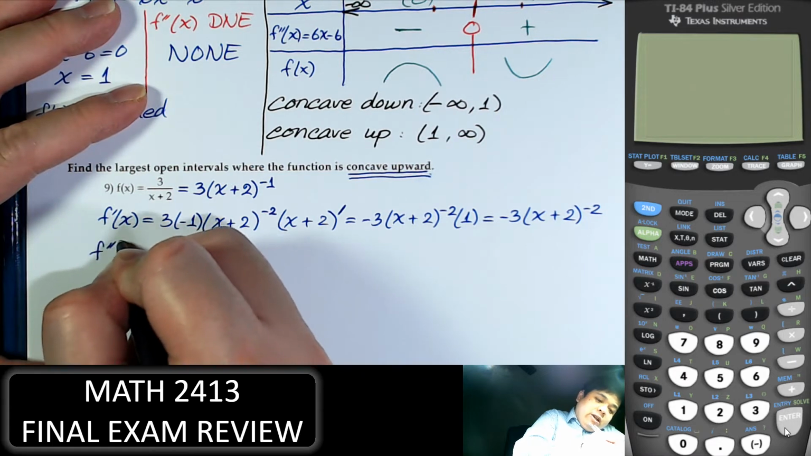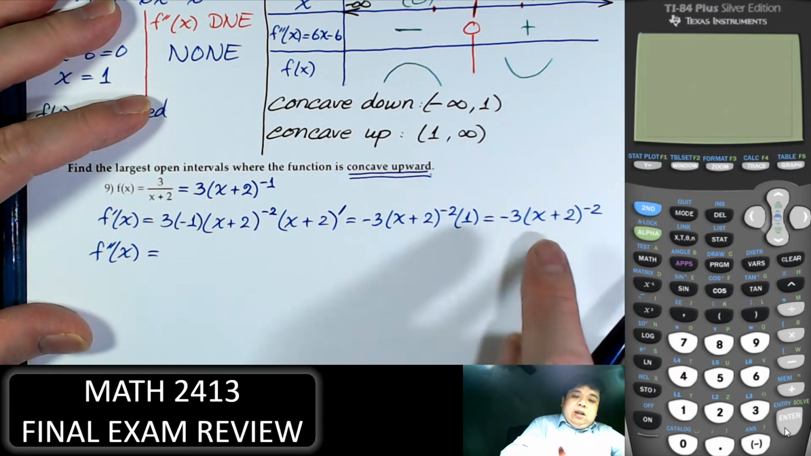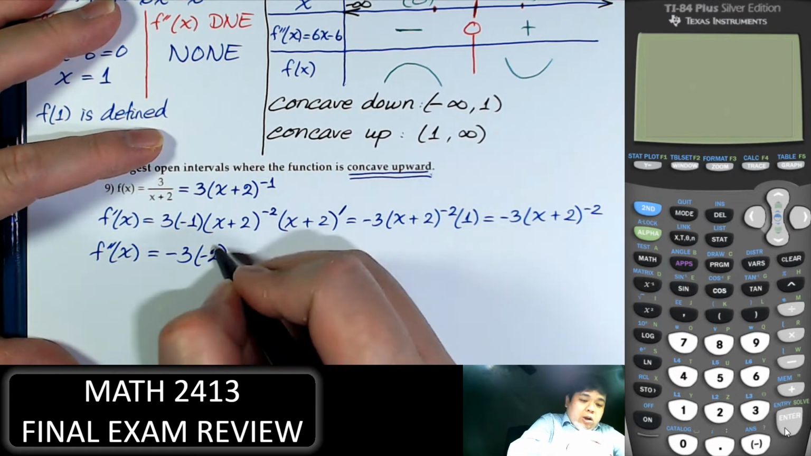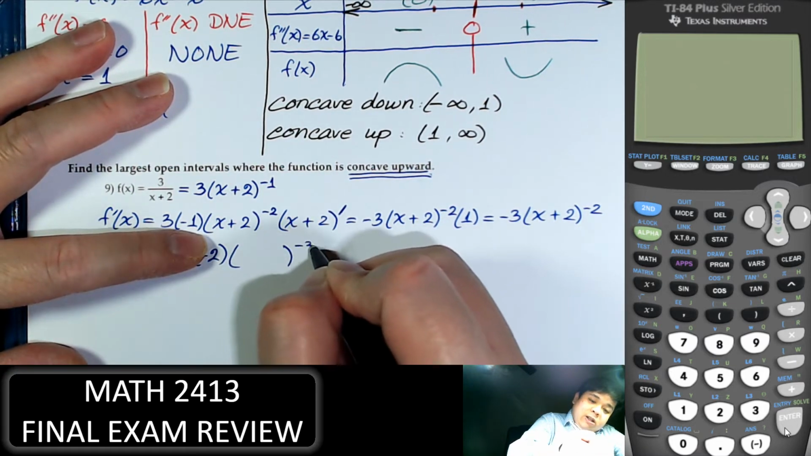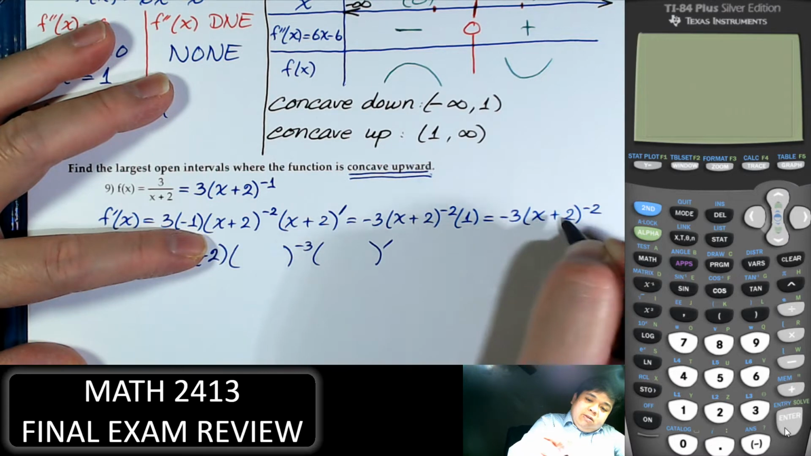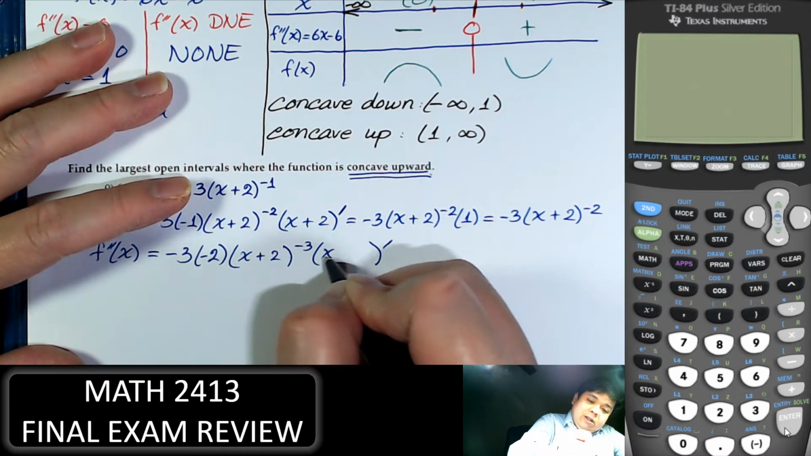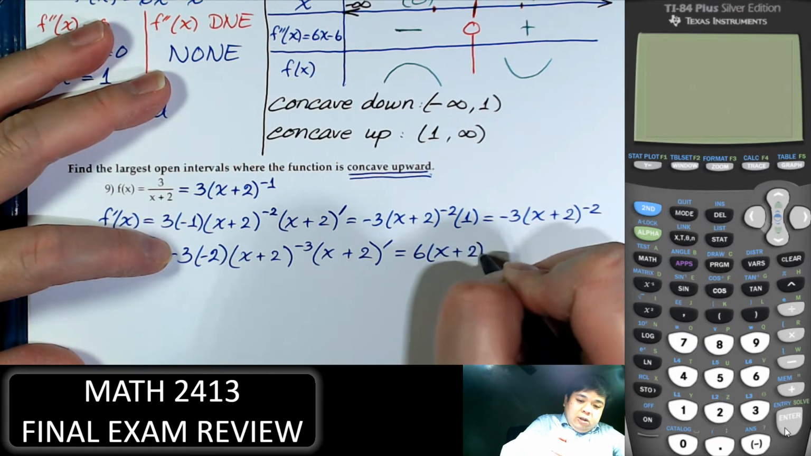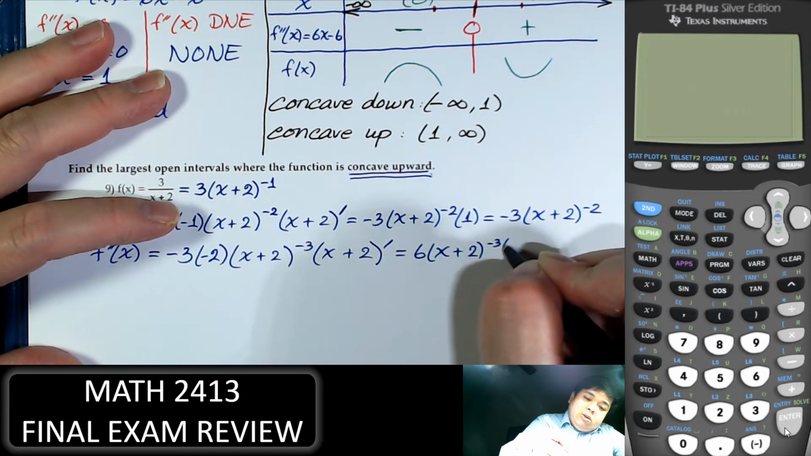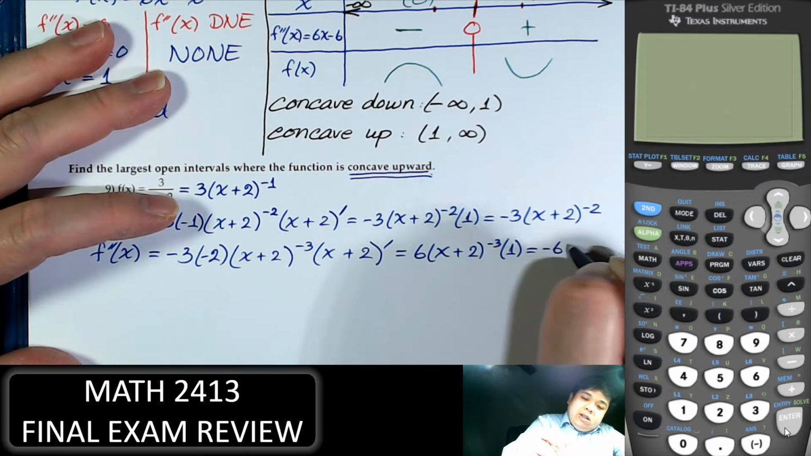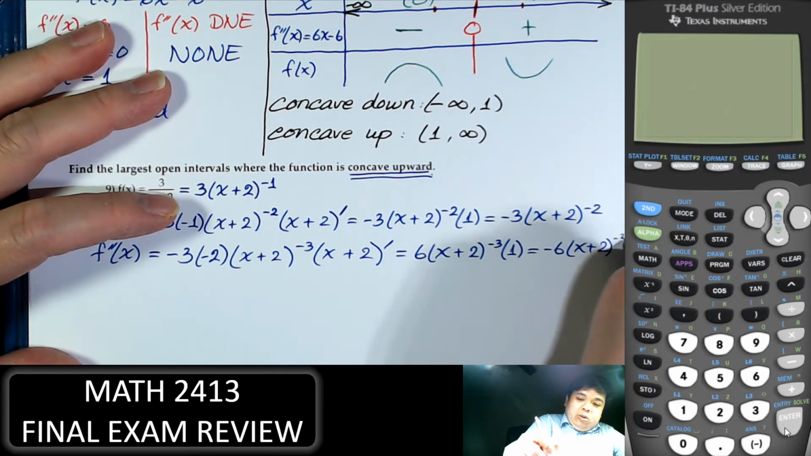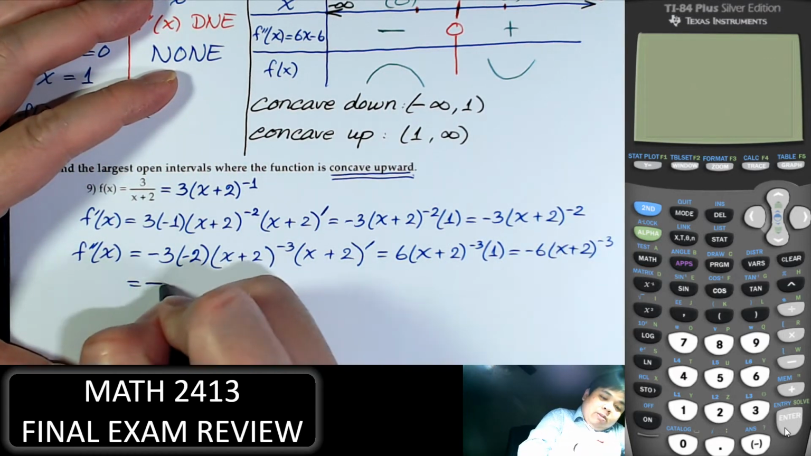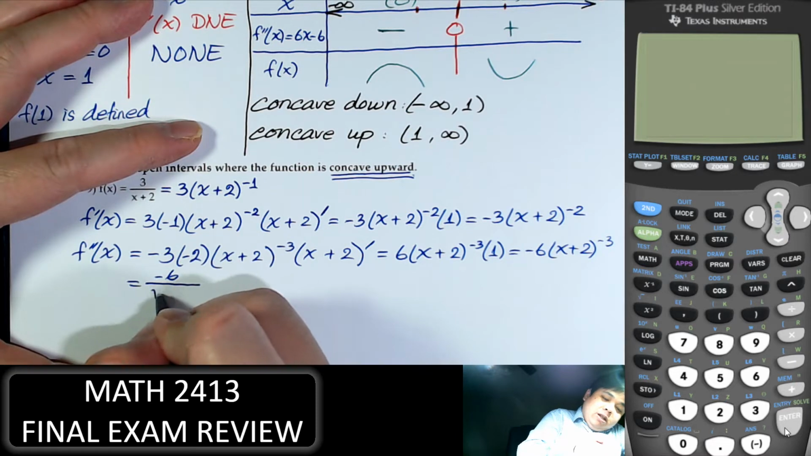Now we check the second derivative, right? -3, and take down the power, original power -1, and then the derivative of the parentheses. So that gives us 6 x plus 2, and the derivative of x plus 2 is 1. So we have -6 x plus 2 to -3. Right, so that is the second derivative. Of course, if we move that to the bottom, -6 over x plus 2 cubed.